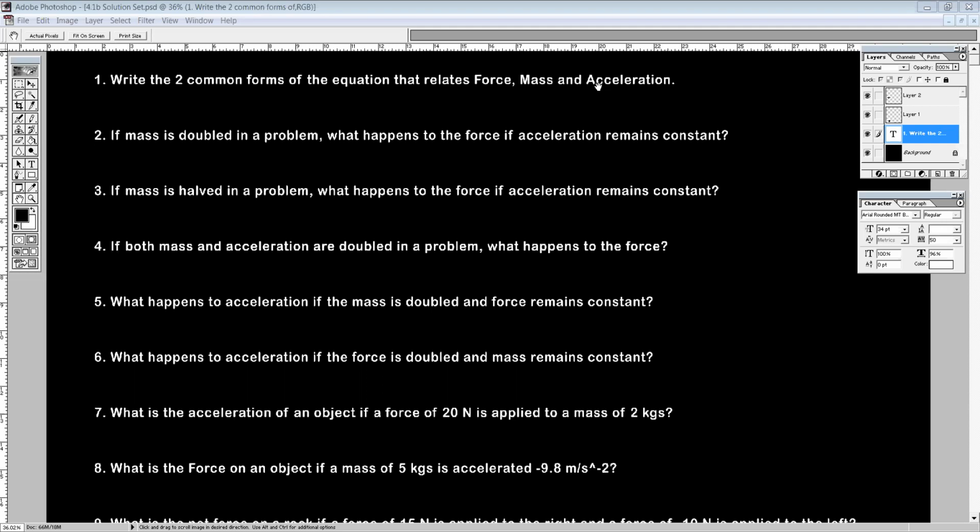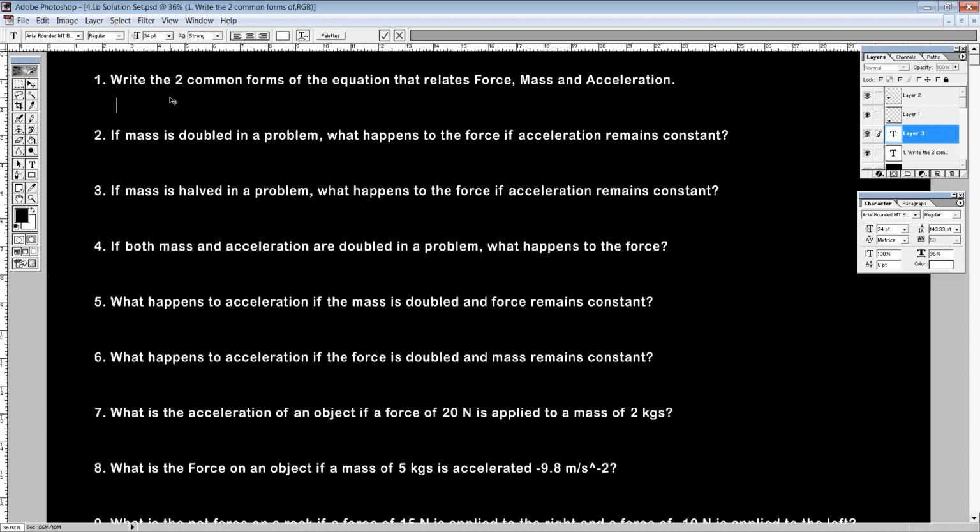Today we want to go over the solution set for exercise 4.1b, which is basically Newton's second law, where force equals mass times acceleration. So let's start here. Let's get things set up a little bit.